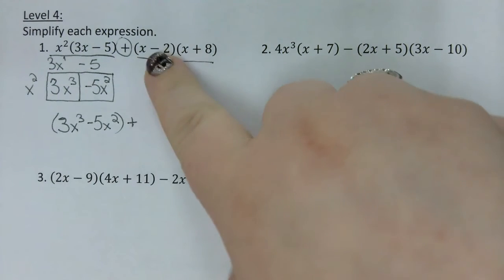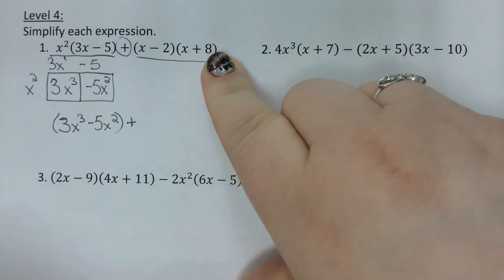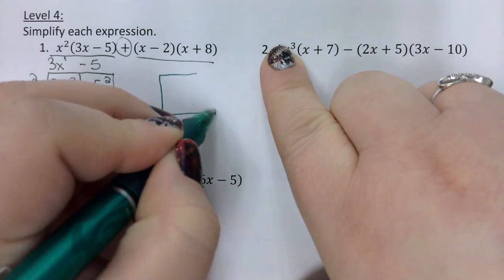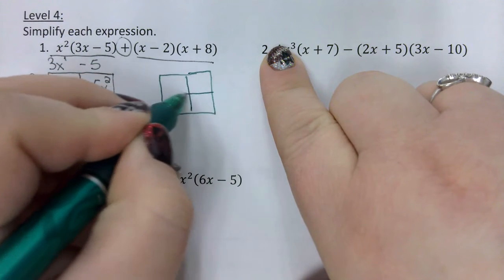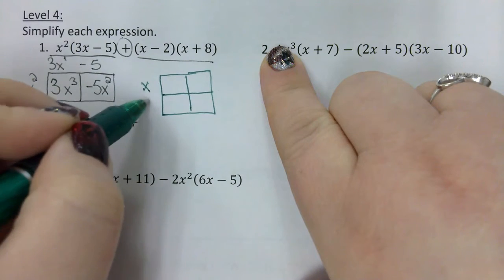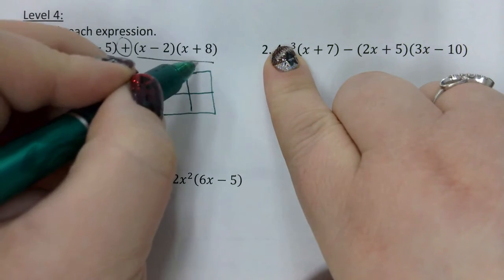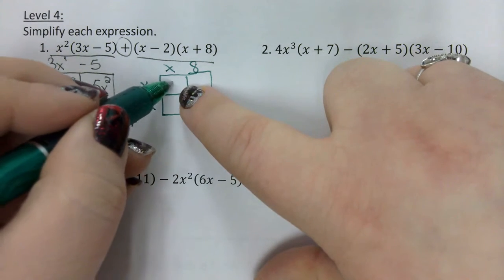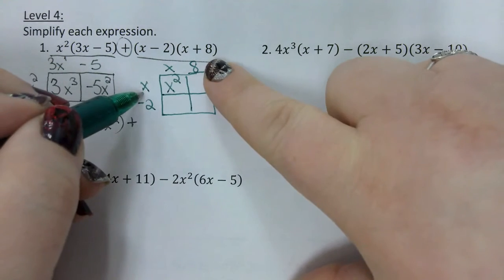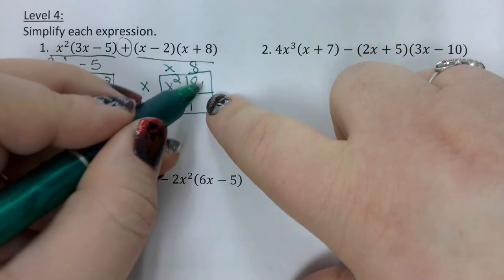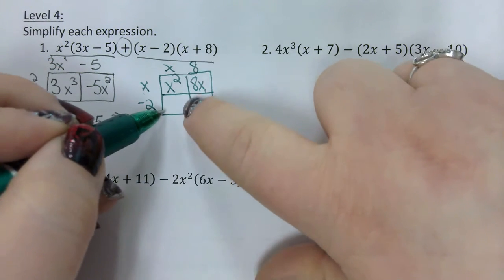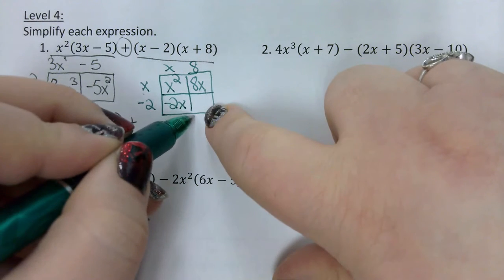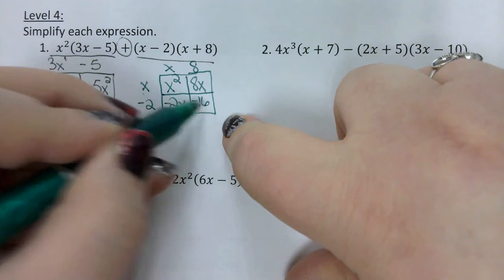Plus, now let's do this one. 2 terms times 2 terms means I need a 2 by 2 box. X minus 2 times x plus 8, and we'll multiply. X times x is x squared. X times 8 is 8x. X times negative 2 is negative 2x. 8 times negative 2 is negative 16.